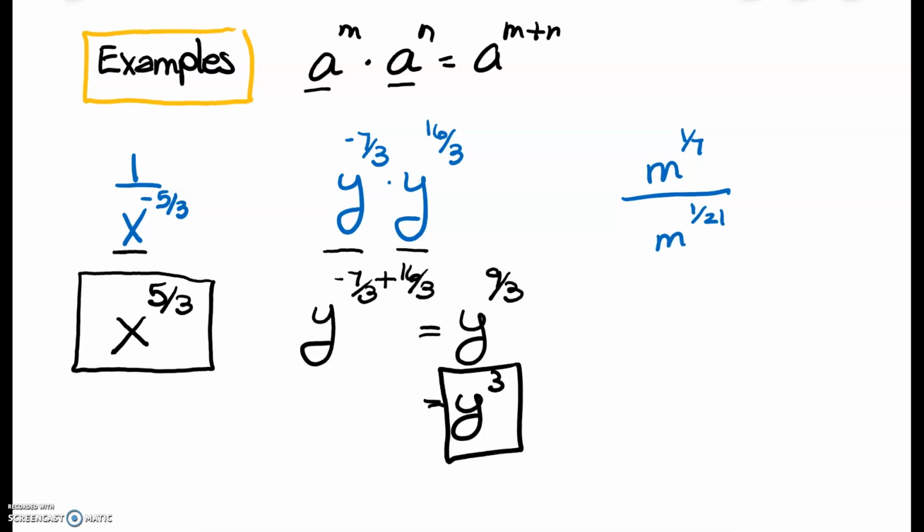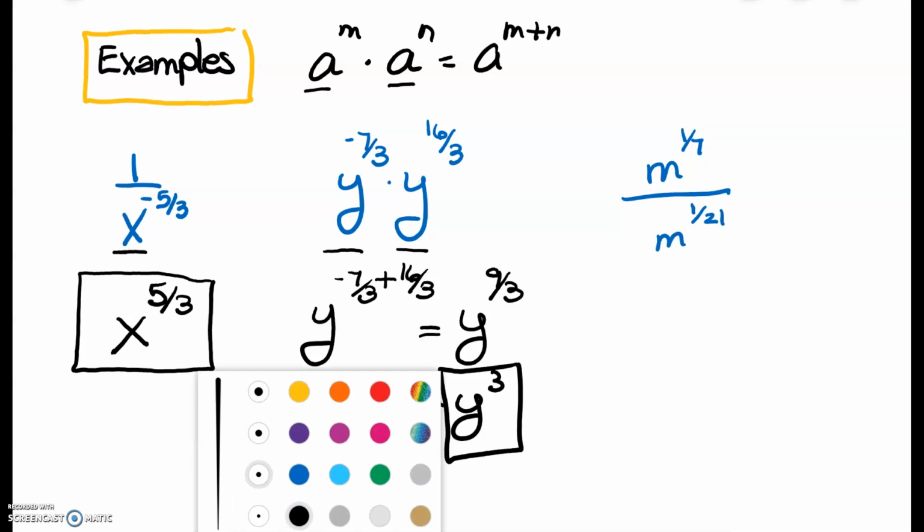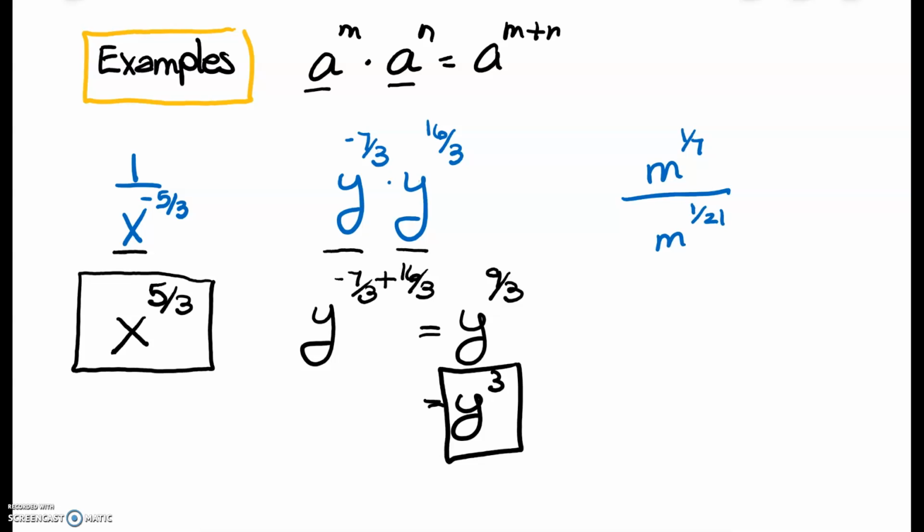In my next example, we're dividing m to the 1/7 by m to the 1/21 power. And so because we're dividing, I'm going to use my quotient rule. My quotient rule, remember, is if I have a to the m over a to the n, I subtract exponents. Okay, it's numerator exponent minus denominator exponent. And again, the bases must be the same. So my bases are the same here. They're both m. So I'm going to subtract their exponents. m to the 1/7 minus 1 over 21.